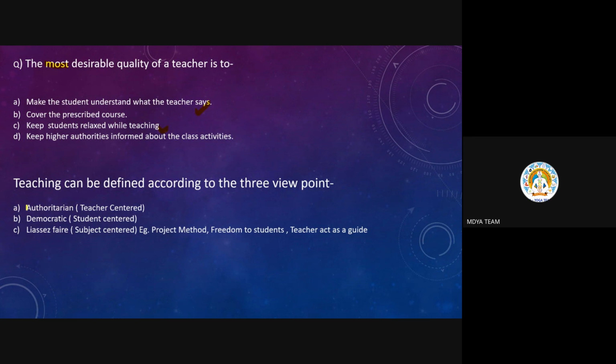Next, teaching can be defined according to three viewpoints. The first is authoritarian, the second is democratic, the third is laissez-faire. Authoritarian is teacher centered. You have studied about teacher centered very well. Democratic is student centered, and laissez-faire is subject centered. Here the emphasis is on the content, on the subject, like the project method.